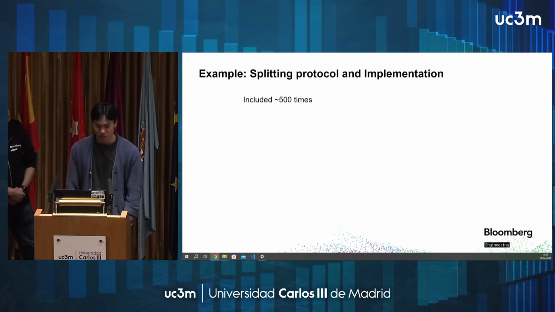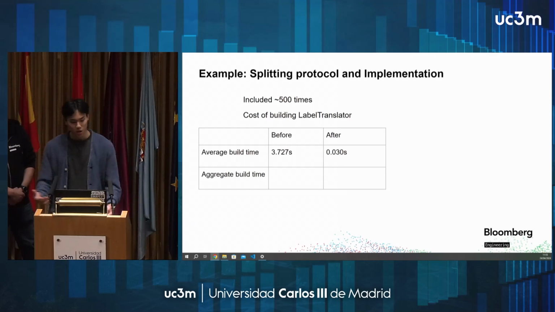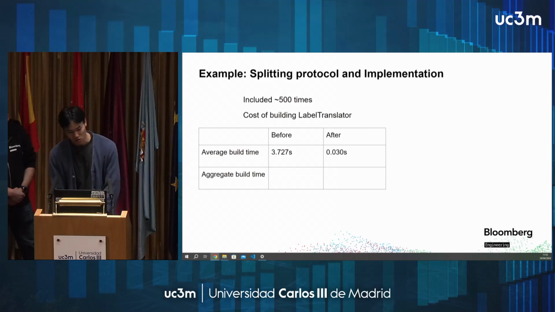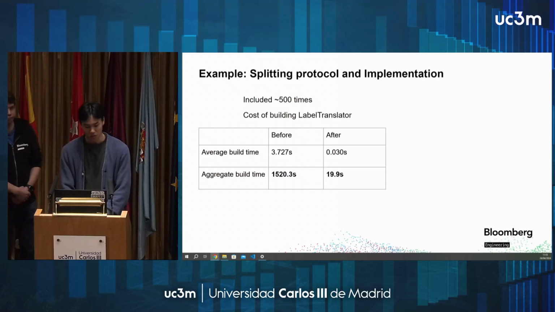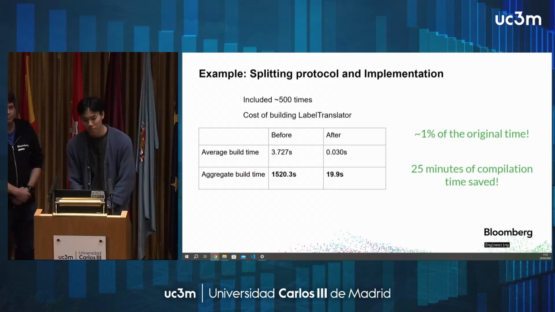So the header was actually included around 500 times, and the cost of building label translator aggregate build time was 3.77 seconds, and after the enhancements it was 0.03, but the biggest improvement was through the aggregate CPU build time. It went from 1,500 seconds down to around 19.9. These are significant savings, around 1% of the original time.